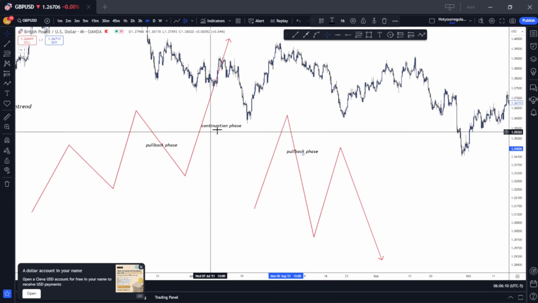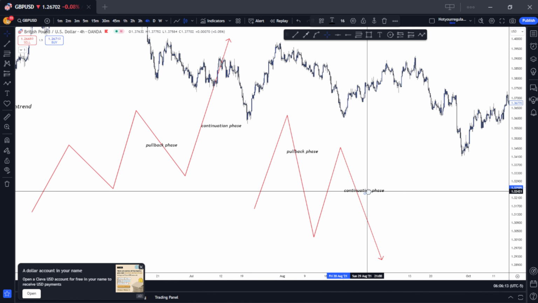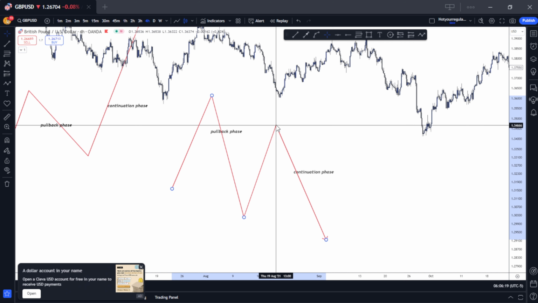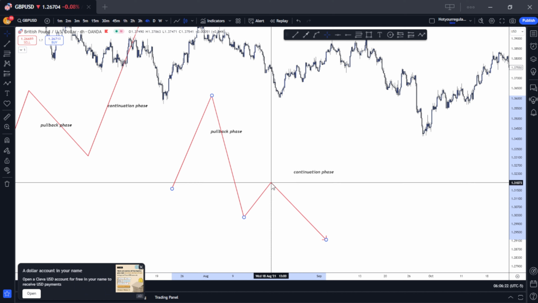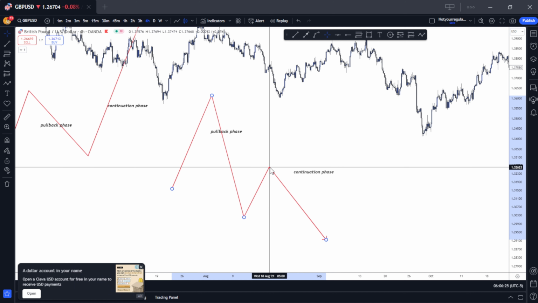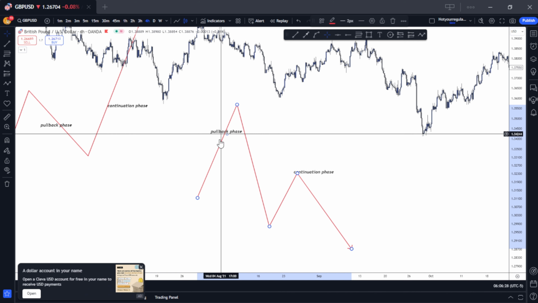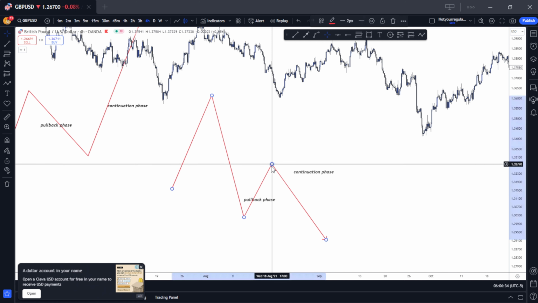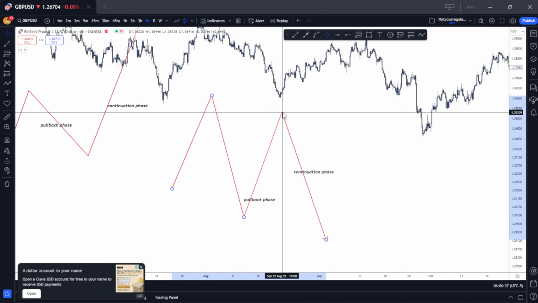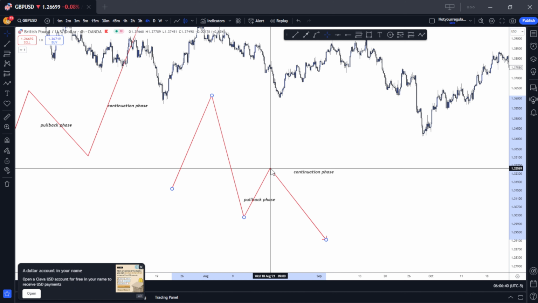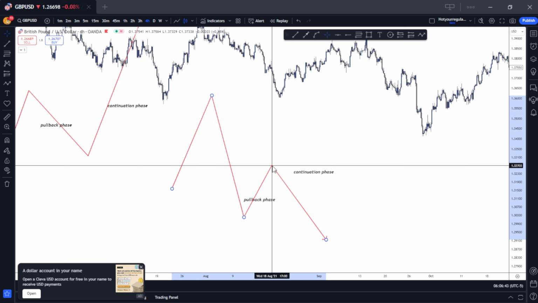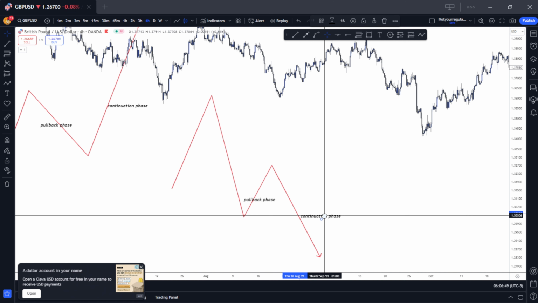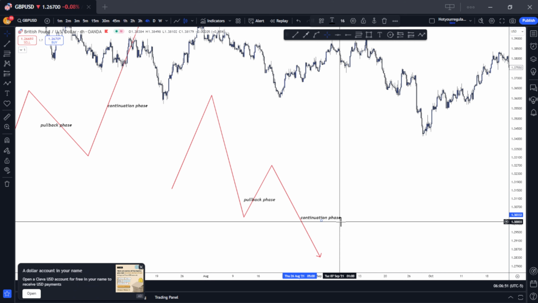This is our pullback phase. This is our continuation phase. One thing you need to note is sometimes the pullback phase might not be as deep as this. Sometimes it might just be a little something like this. The pullback phase might not come as deep as this, it might just be a little something not too deep. Then the market resumes the trend, and we're in the continuation phase and we'll be taking only continuation trades.